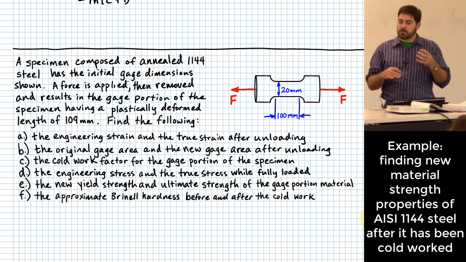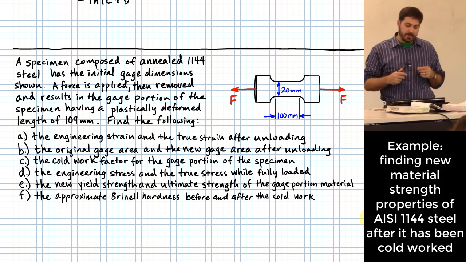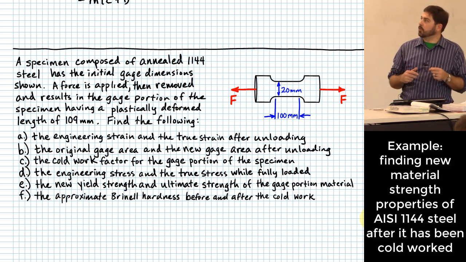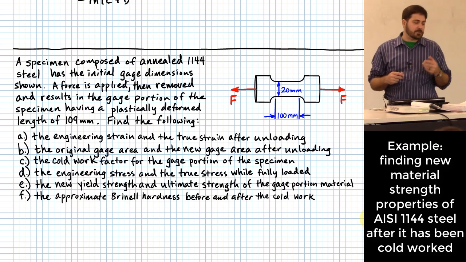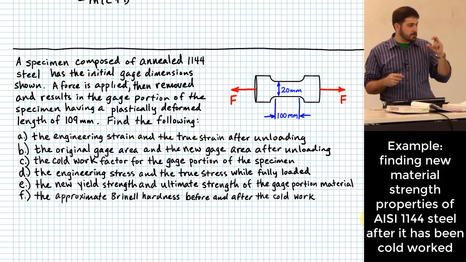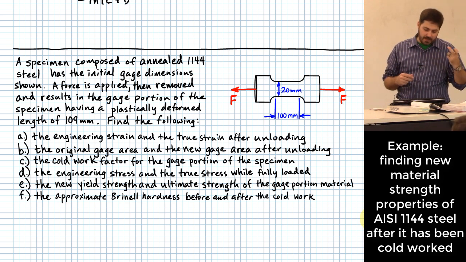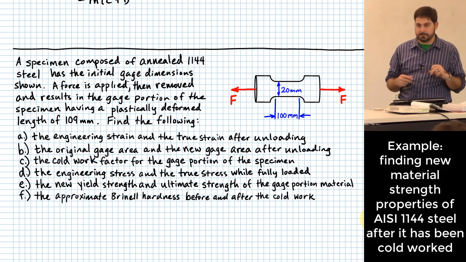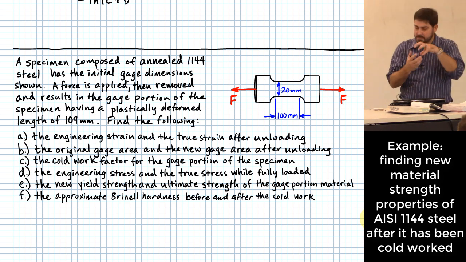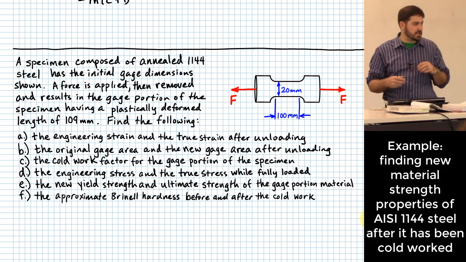What then happens is we're going to apply a load to it of F, and then we are going to remove that load from it. And after having done that, the new length of the specimen, or I should say, not of the whole specimen, of the gauge portion of the specimen, goes to 109 millimeters as opposed to 100 millimeters. Okay, so it got this plastic deformation by stretching.